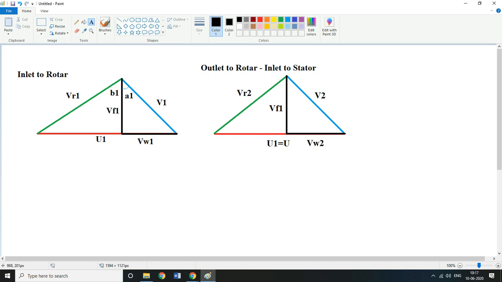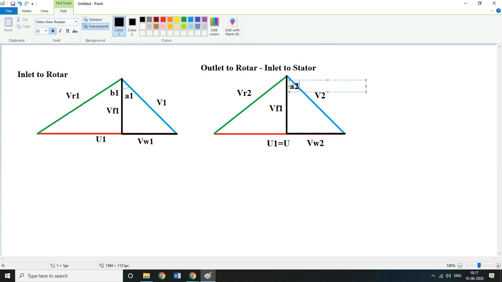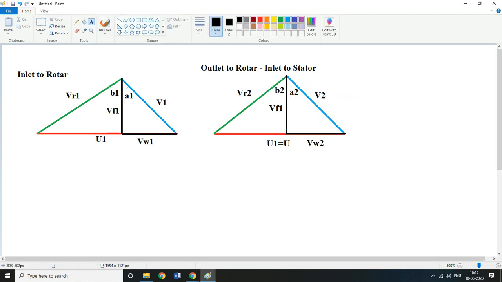Since U is the same, you can actually draw on a single velocity triangle. Since these two are common, this will be on this side and this will be on the other side. You can draw on a single triangle, but it will be a little confusing, so you can just draw separately alpha 2 and beta 2. Correct. So now this is inlet to stator.